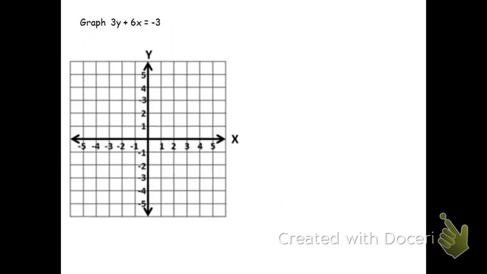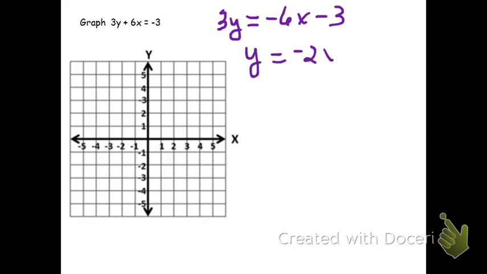Okay, so here's another one. 3y plus 6x is equal to negative 3. Again, I want to use the slope and the y-intercept to graph this line. So once again, my first step is going to be to solve for y. Okay, so here I need to subtract 6x, so I have 3y equals negative 6x minus 3. Divide everything by 3, so y equals negative 2x minus 1.